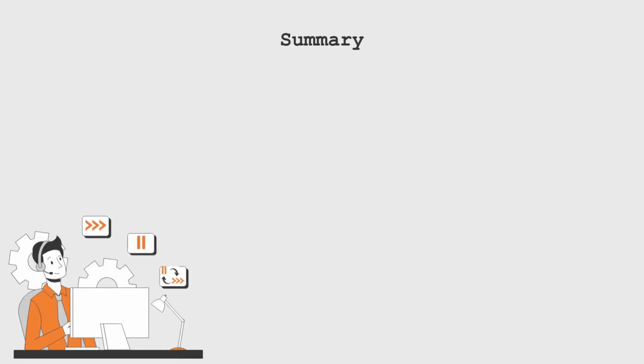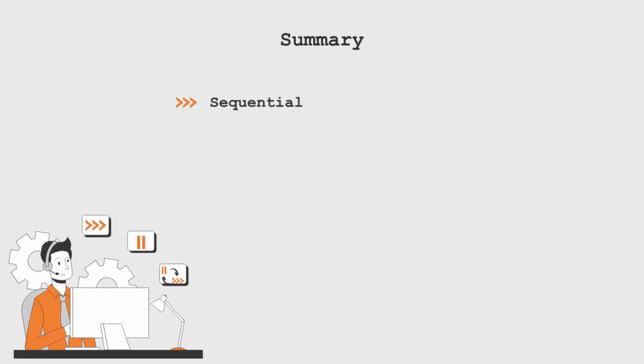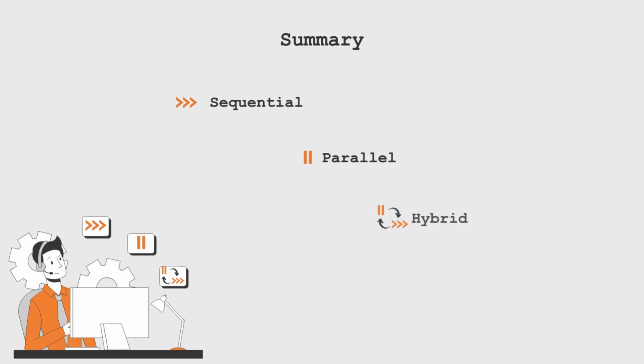In summary, by default, workflow actions are executed sequentially, one after another in a predefined order, and parallel execution allows different workflow actions to run concurrently. You also learned how to combine parallel and sequential execution using child workflows.